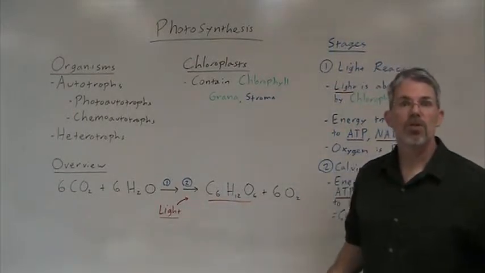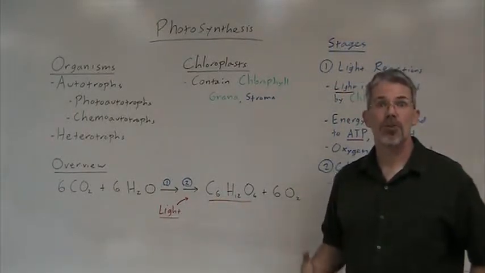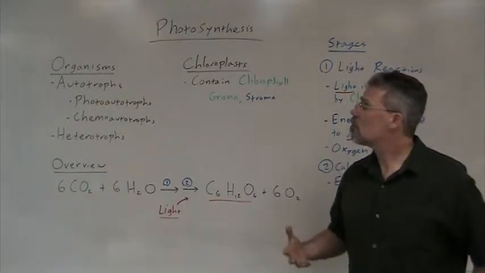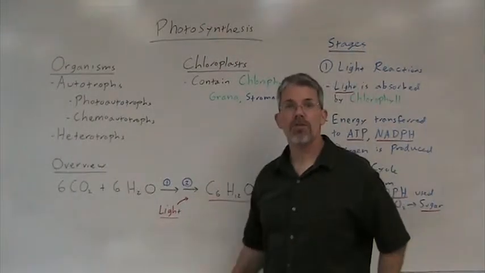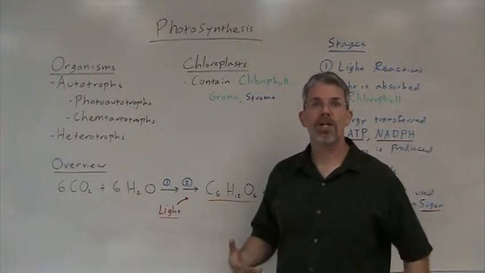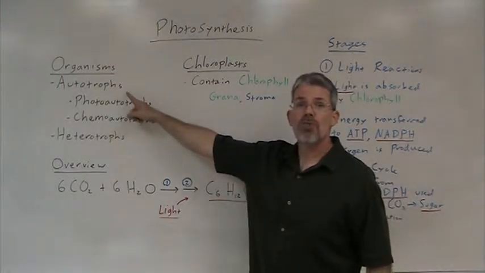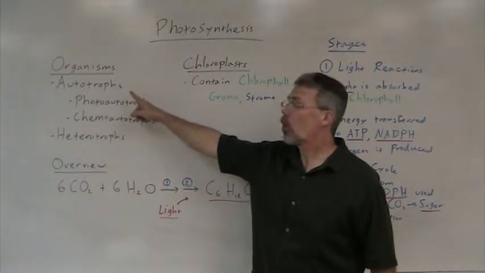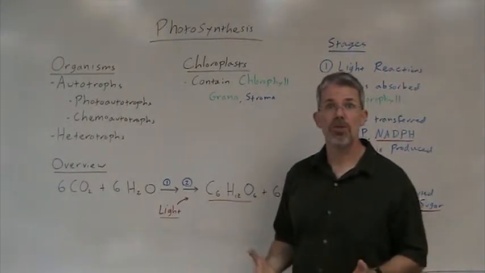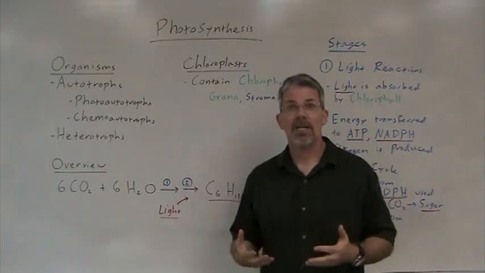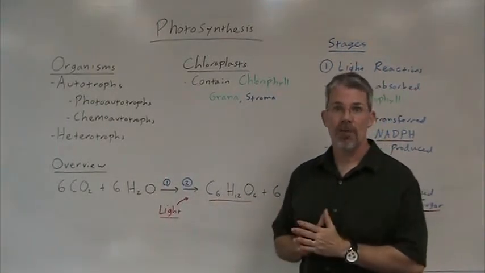Photosynthesis is the conversion of light energy into food energy. Now, we'll start with a little bit of an overview of types of organisms based on where their food energy comes from. Autotroph means self-feeding. These are organisms that are capable of producing food energy by converting energy from a non-food source.